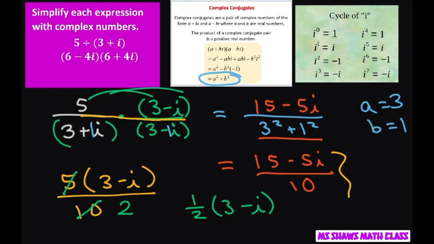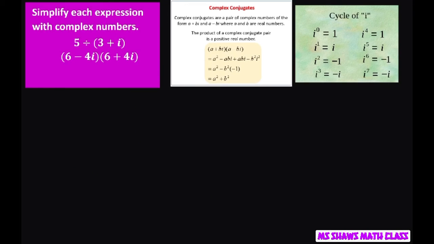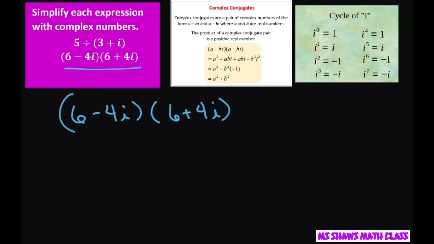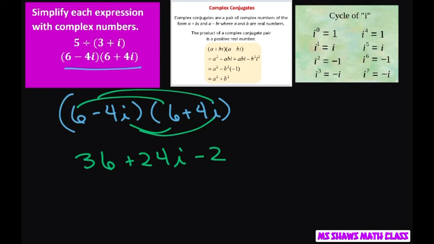Now the next problem is just basically multiplying by the conjugate, which is what we did. Let's just do it the long way. 6 minus 4i times 6 plus 4i. So if you multiply this by the FOIL method, you can get 36 plus 24i minus 24i minus 16i squared. All right, so these go away. That's always going to happen with this.